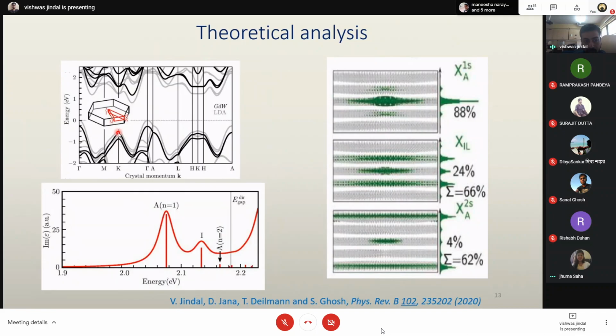Okay, so that means the MoS2 that you used was a direct semiconductor? No, it is an indirect band gap material. It has an indirect band gap, but we are measuring near the direct band gap.